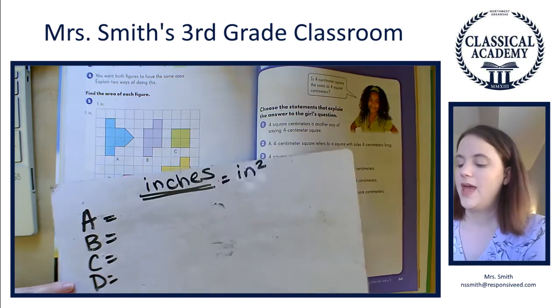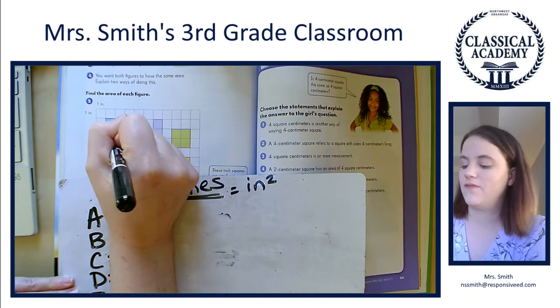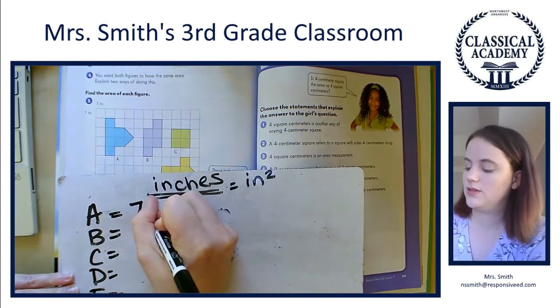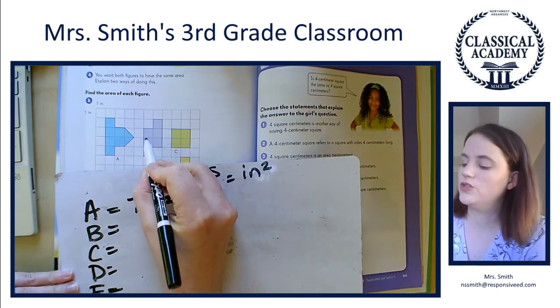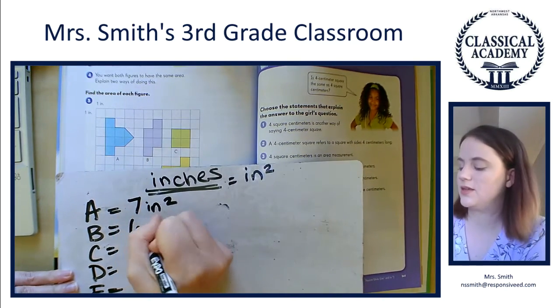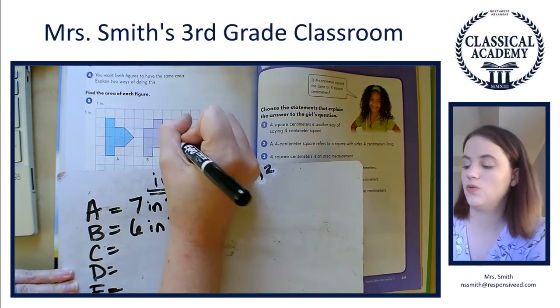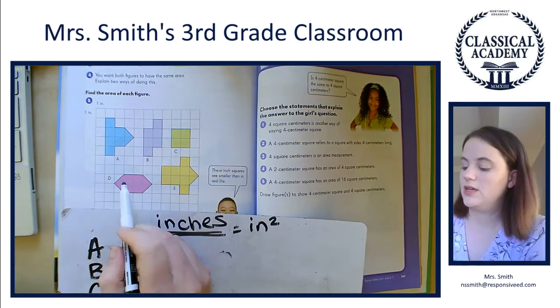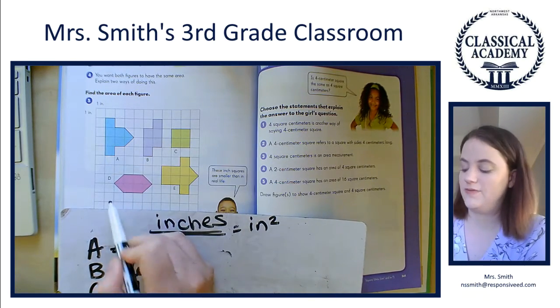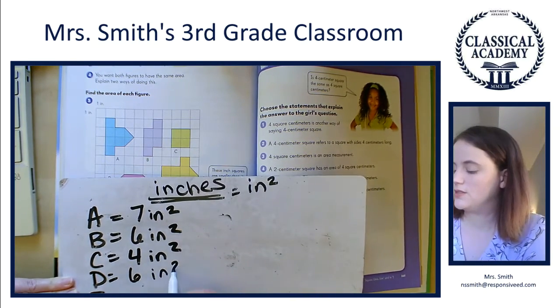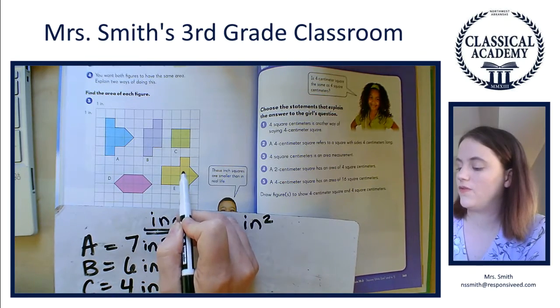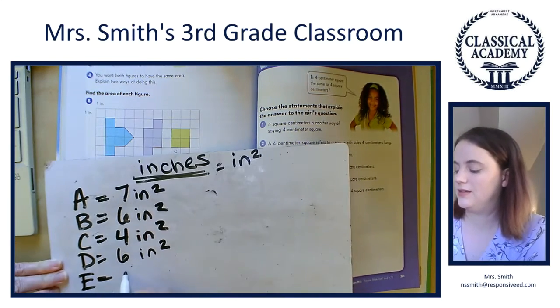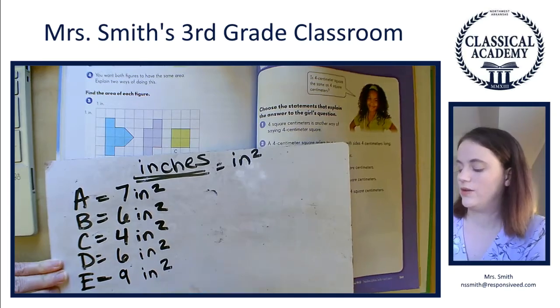Welcome back then. A, 1, 2, 3, 4, 5, 6, 7 inches squared. B, 1, 2, 3, 4, 5, 6 inches squared. C, 1, 2, 3, 4 inches squared. D, 1, 2, 3, 4, 5, 6 inches squared. E, 1, 2, 3, 4, 5, 6, 7, 8, 9 inches squared.